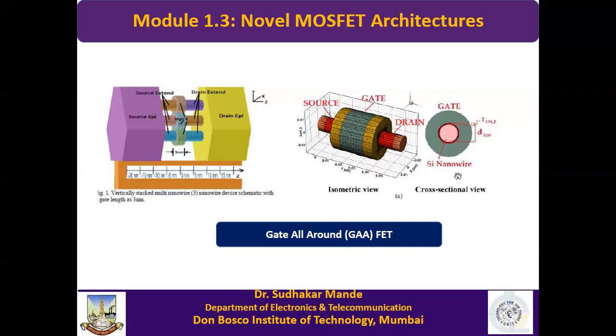And if you take a cross section, whatever you see inside is just the nanowire. Then around that there is oxide. We call that the gate oxide. And over the gate oxide, we deposit some material, that is a conducting material. Since you see the gate all around the channel, that's why it is called a GAA MOSFET.